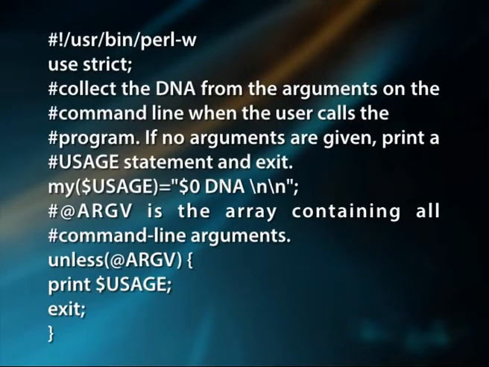#!/usr/bin/perl, use strict. Collect the DNA from the arguments on the command line when the user calls the program. If no arguments are given, print a usage statement and exit. my $usage = "$0 DNA\n\n"; @ARGV is the array containing all command line arguments. unless (@ARGV) { print $usage; exit; }.